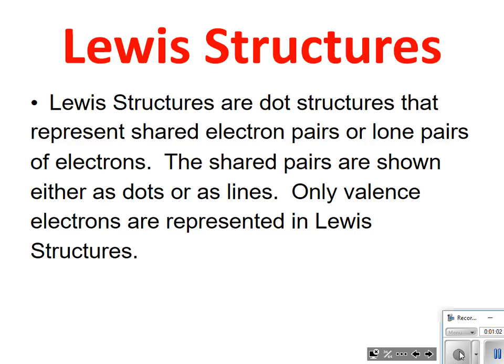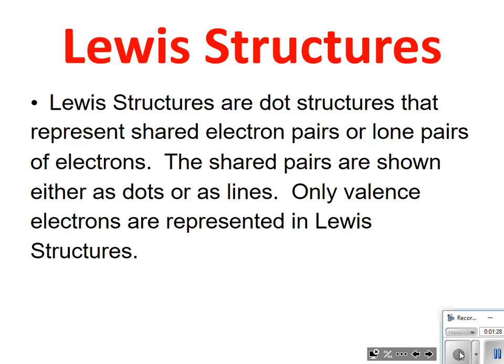How did we determine whether something was a polar covalent bond or a non-polar covalent bond? Ethan? The difference in electronegativity. And remember, we had electronegativity rules, and certain ranges of numbers. And where do we find those numbers? On our periodic table. Excellent.